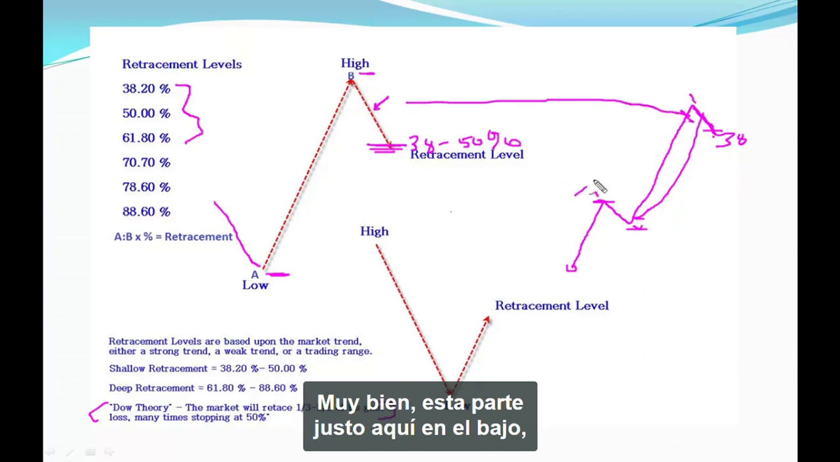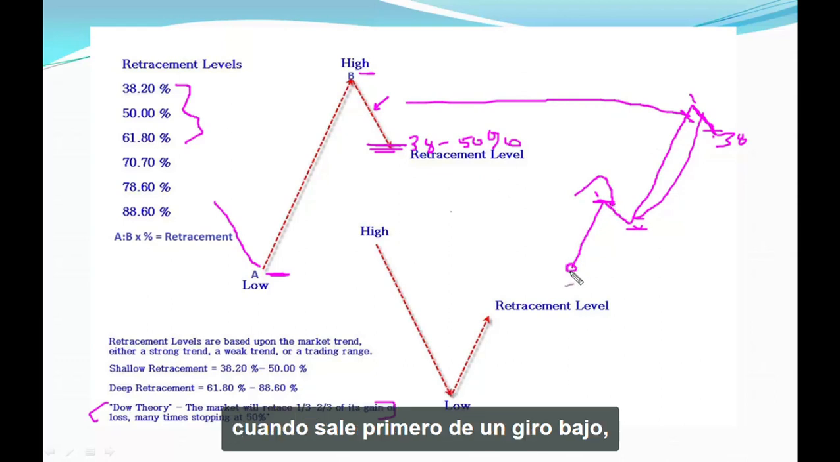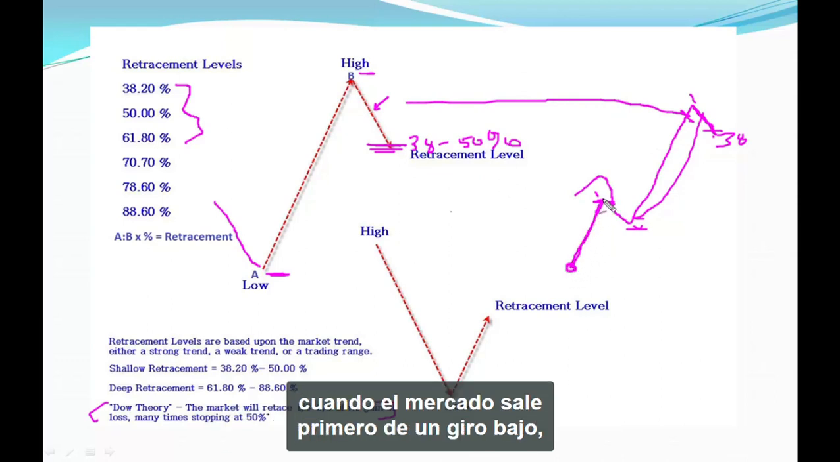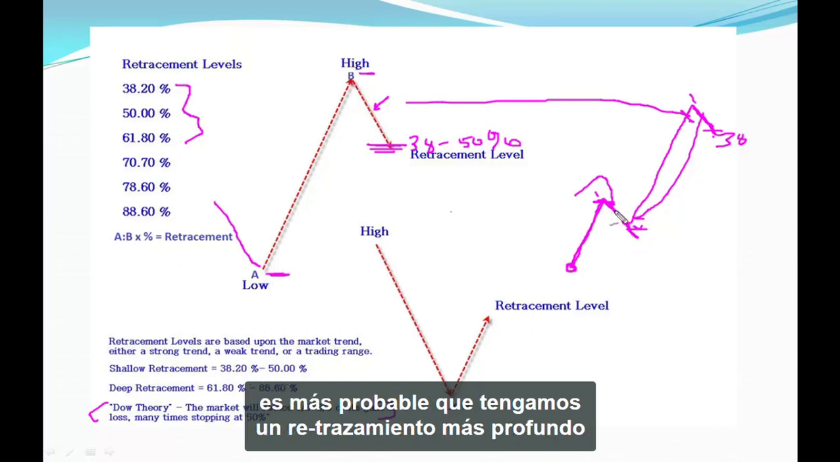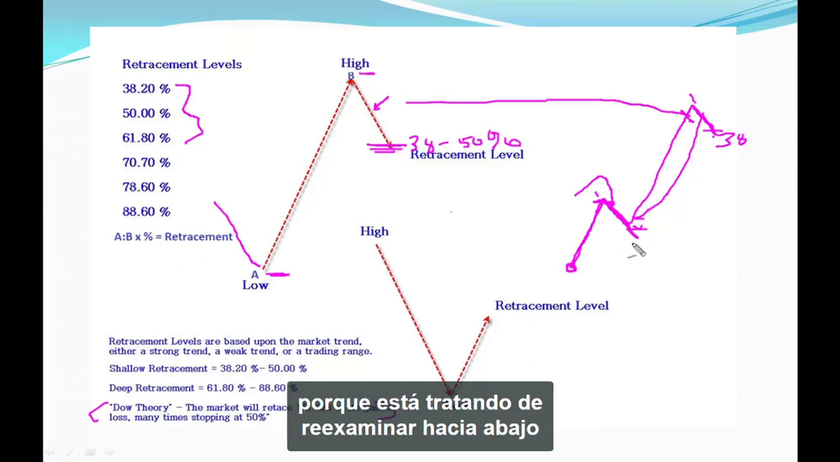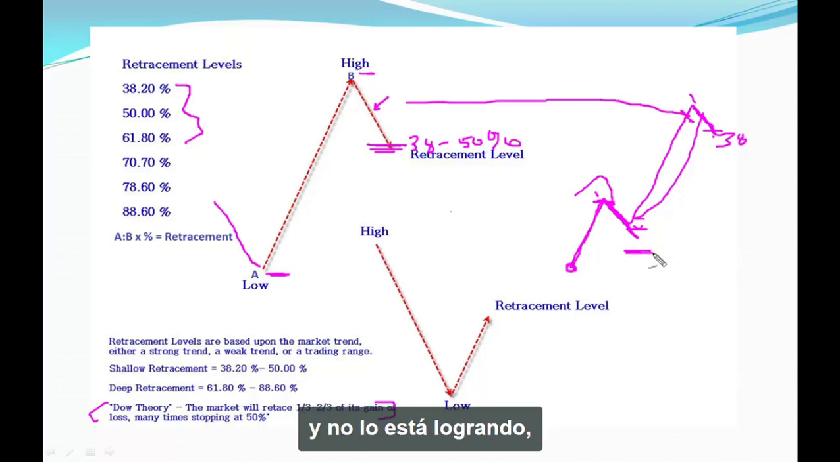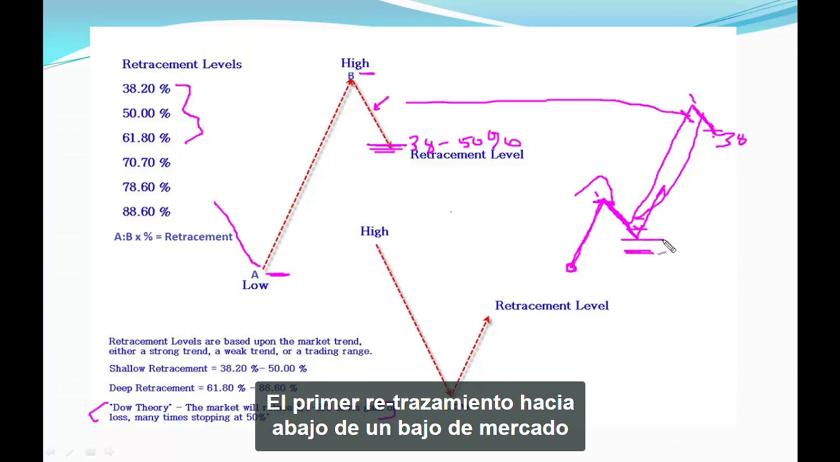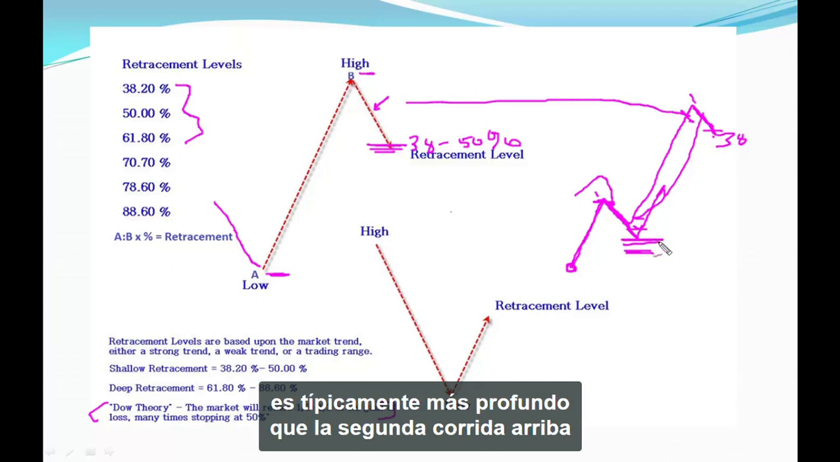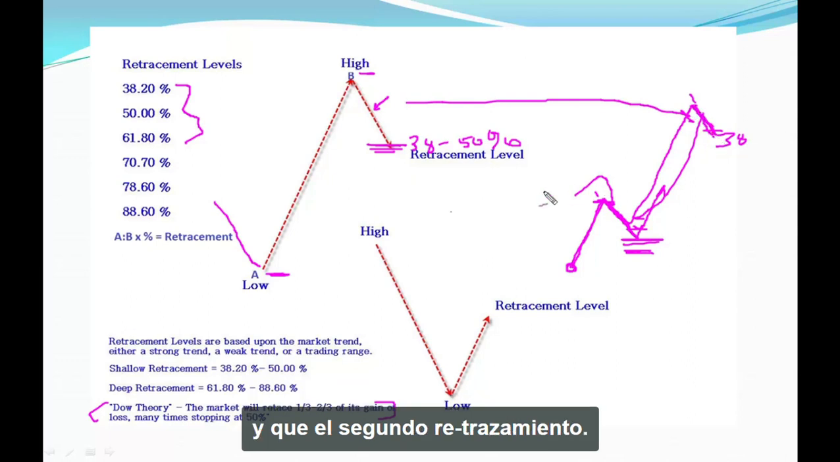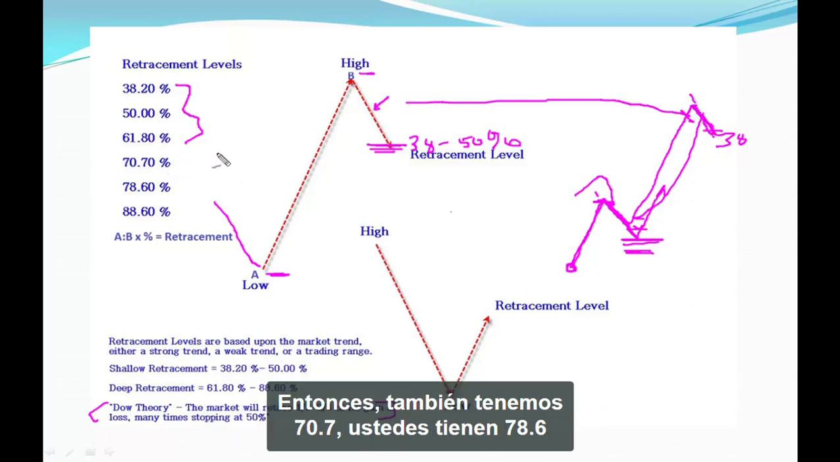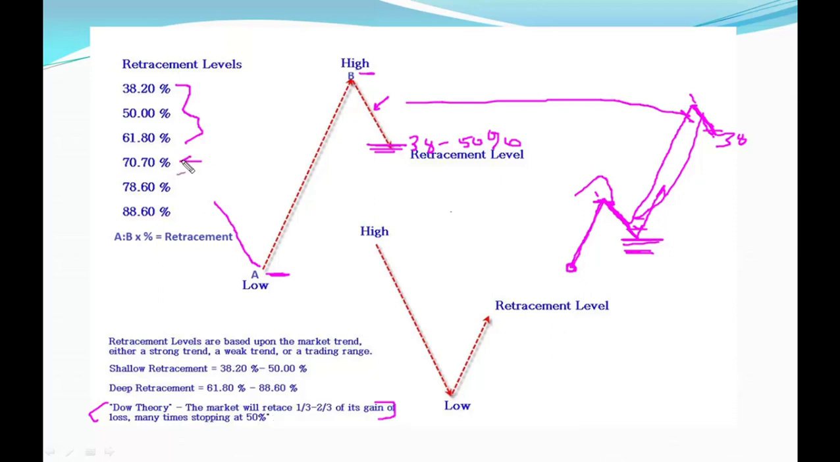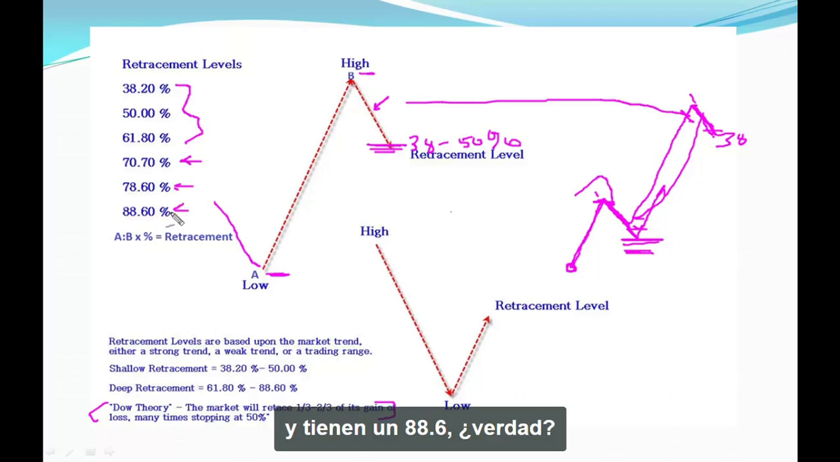When the market first comes off of a swing low, you're more likely to get a deeper retracement because it's trying to make a retest down and it's failing to do so, and then it starts to drive higher. So the first retracement down off of a market low is typically deeper than the second run up and that second retracement. So we also have 707, you have a 786, and you have an 886.